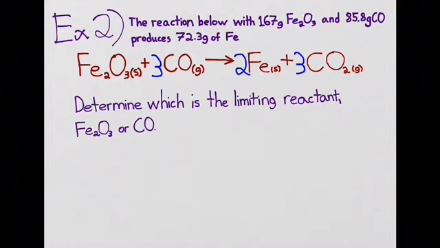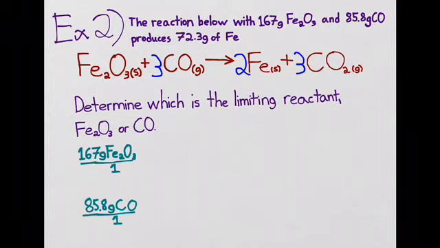Like in the previous example, we are going to use the provided grams of each of the reactants in our stoichiometric calculations. And like the last question again, there's going to be 2 different equations. So to start off, we are going to write 167 Fe2O3 grams and 85.8 CO grams.